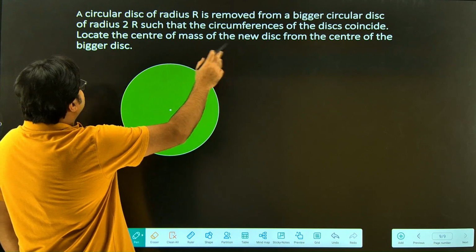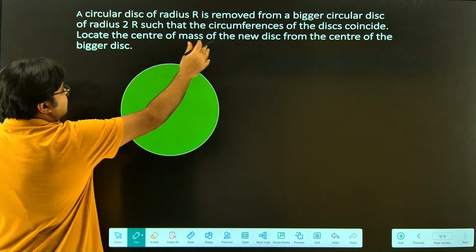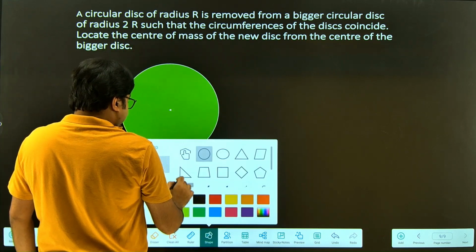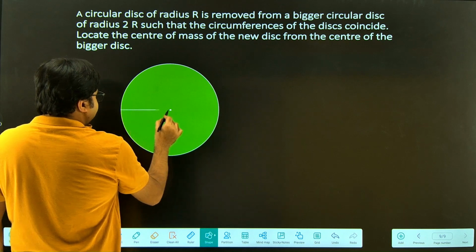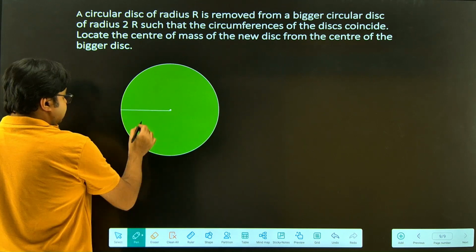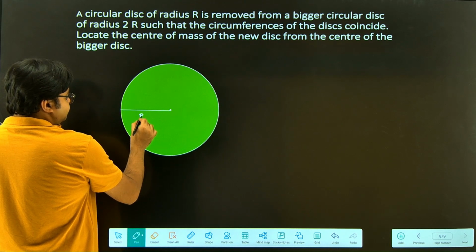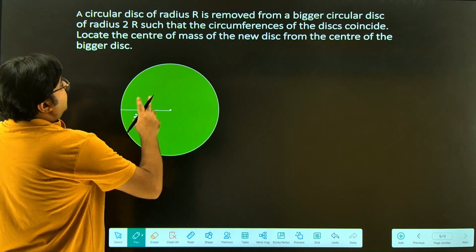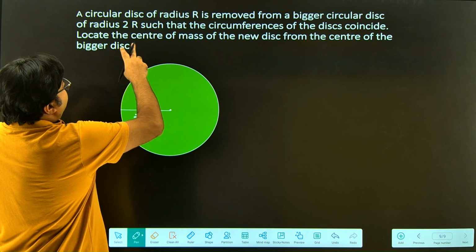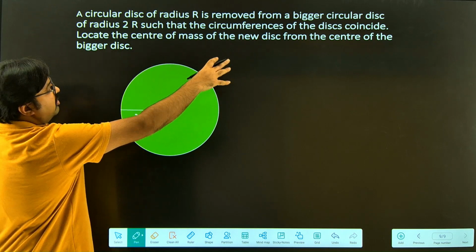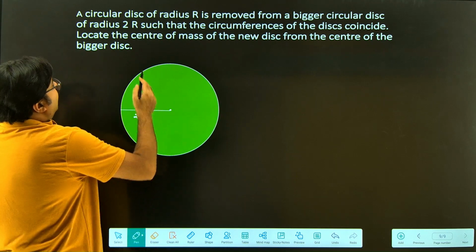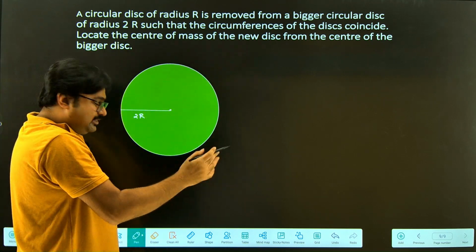The question says it's a disk. The radius of this disk is 2r. So let's try to draw the radius of this circle, and the question says that it is 2r, such that a circular disk of radius r is removed from a bigger disk of radius 2r. So this is the bigger disk. A smaller disk of radius r is removed from it.